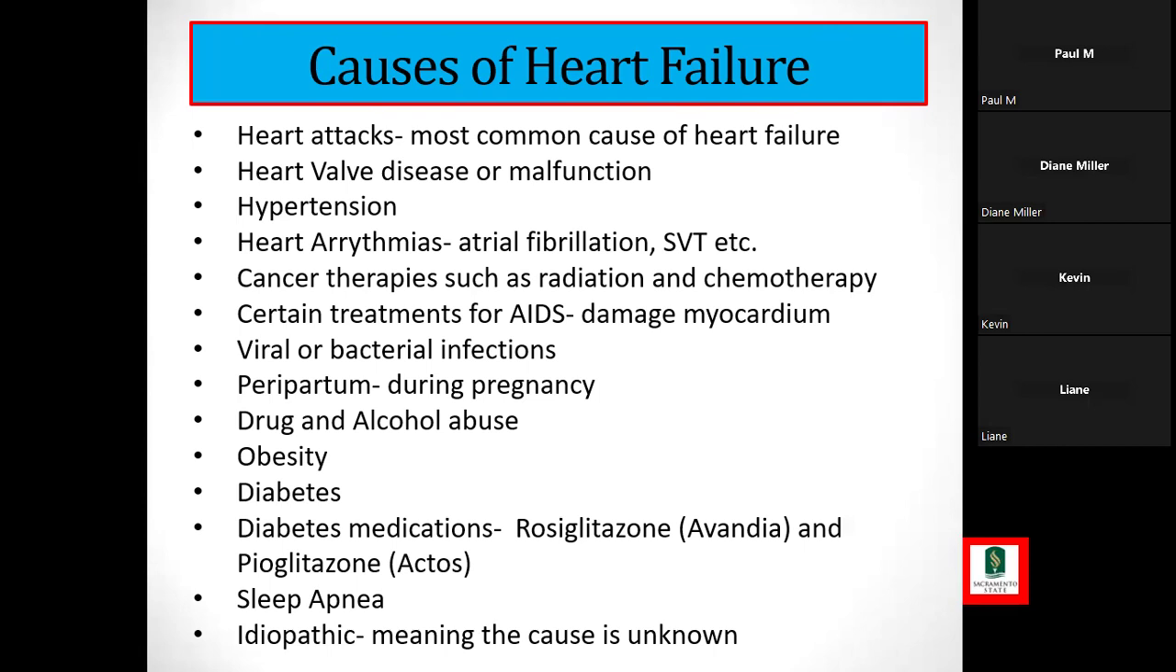Having viral or bacterial infections. Sometimes women during pregnancy will develop heart failure. Drug and alcohol abuse. Methamphetamine now, we used to never see young people coming in with heart failure, very few of them. And now because of the meth epidemic, methamphetamine works directly on the heart muscle to cause damage, and people can end up with heart failure from that. And cocaine, methamphetamine and cocaine, alcohol abuse.